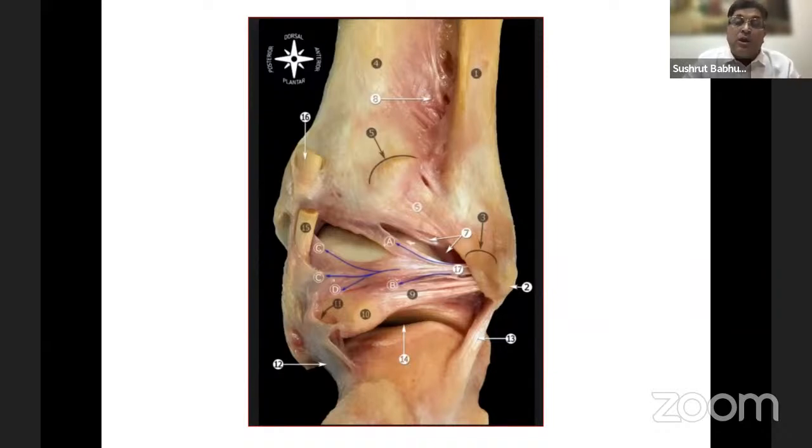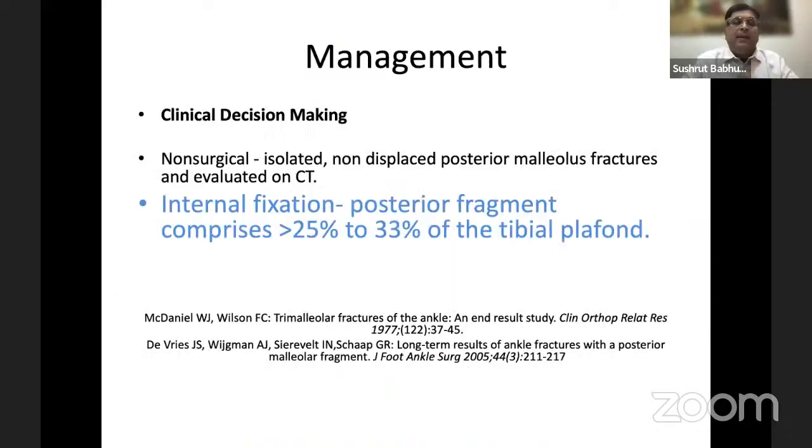And so it is important to identify the location, identify whether the ligament is attached to the fragment, and then effectively fix it so as to avoid later changes. So clinical decision making using a CT scan, using CT tomograms, and then also, of course, some people prefer a 3D CT reconstruction, is important. Internal fixation of posterior fragment comprising 25 to 33% of tibial plafond. So it is a major chunk of the ankle fracture whole scenario.